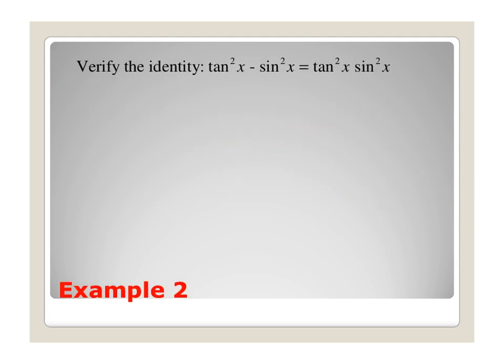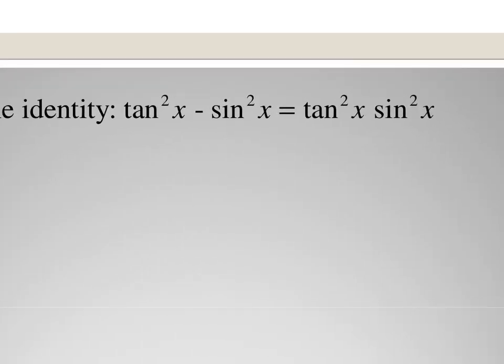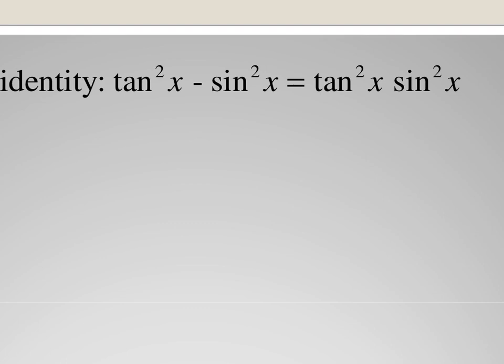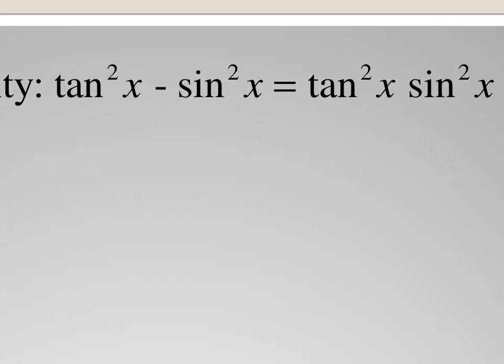Example 2. Tangent squared x minus sine squared x equals tangent squared x times sine squared x. Is there a Pythagorean identity with tangent and sine? Oh, yeah, but not a Pythagorean identity, right? Pythagorean identity either has tangent with secant or sine with cosine. So I can't use a Pythagorean identity, but I can use my reciprocals. So what is tangent squared? What can I rewrite that as? Sine squared over cosine squared, minus sine squared.